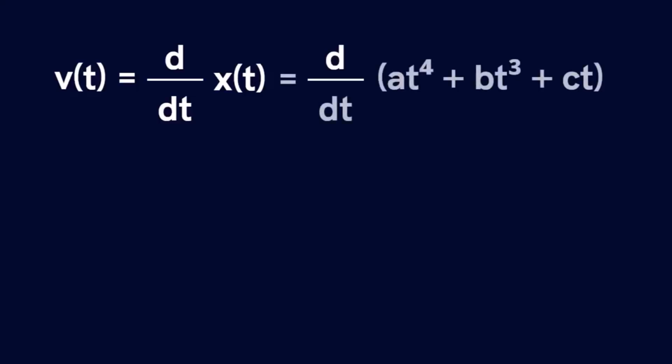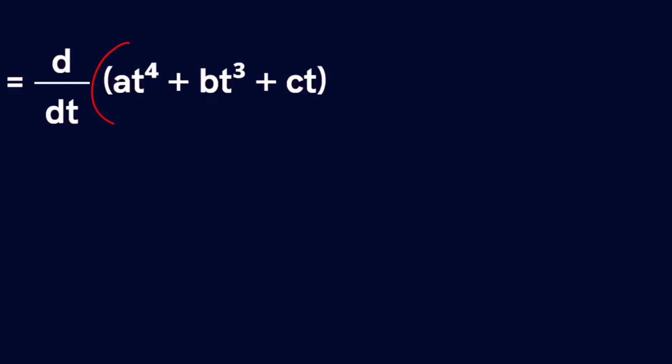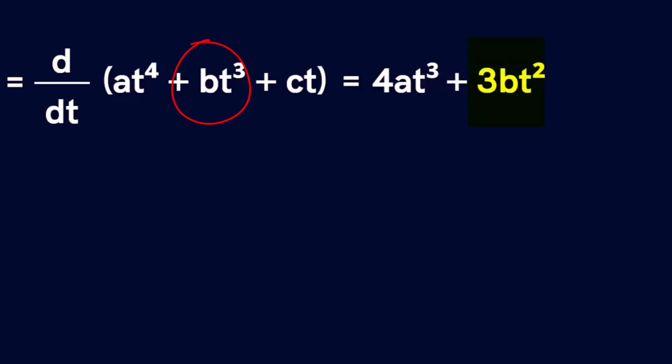Next, we'll plug our x of t into the equation. And now, to solve for velocity, we'll need to use some calculus and find the derivatives of a t to the fourth, b t to the third, and c t. For a t to the fourth, we can use the power rule to find its derivative, which gives us 4a t to the third. For b t to the third, we can also use the power rule, which gives us 3b t squared. And for c t, again we can use the power rule, which gives us c.